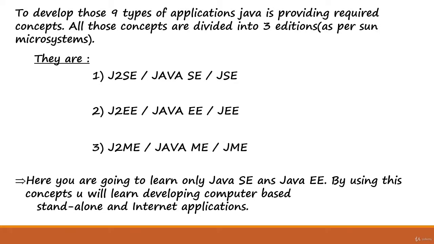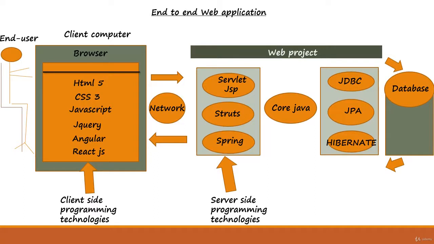So next we will discuss the end-to-end web application. What happens when an end user is submitting some values? For example, the end user is a person. A person is giving his username and password from the browser to our project. Whenever he clicks on submit, that username and password request will be forwarded to our web project.